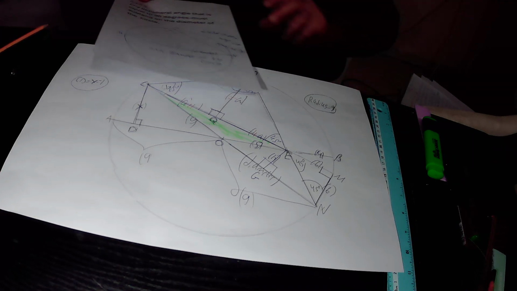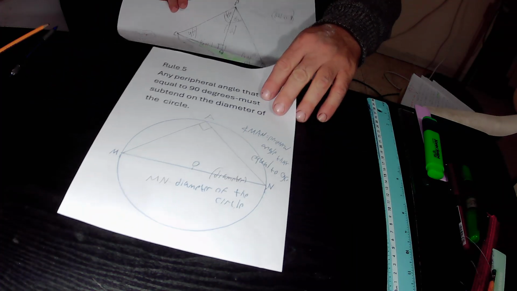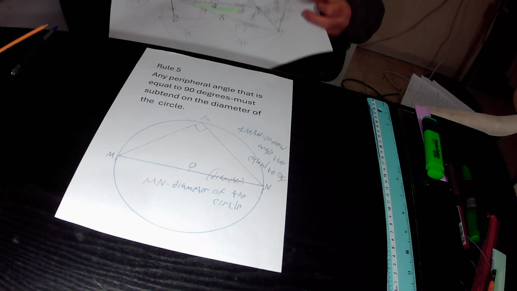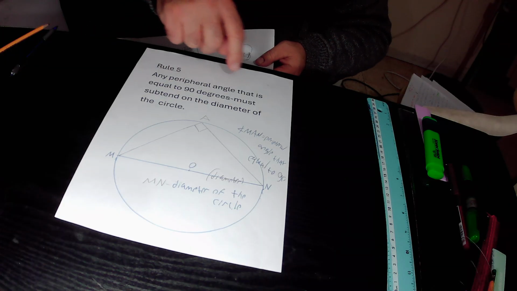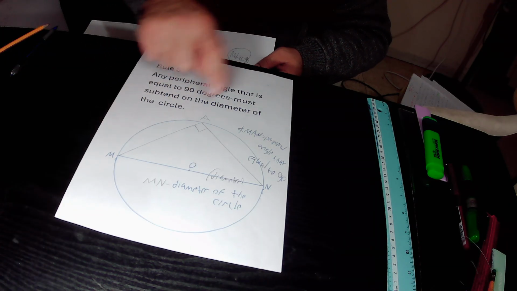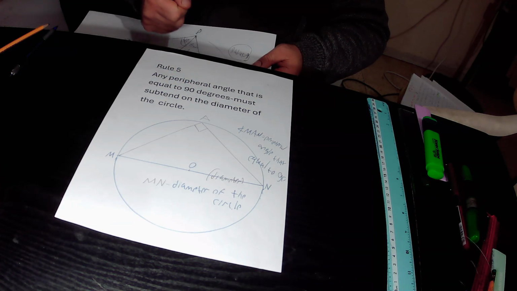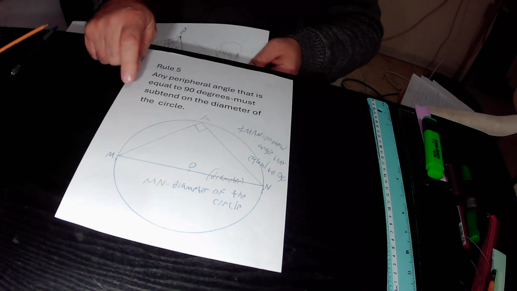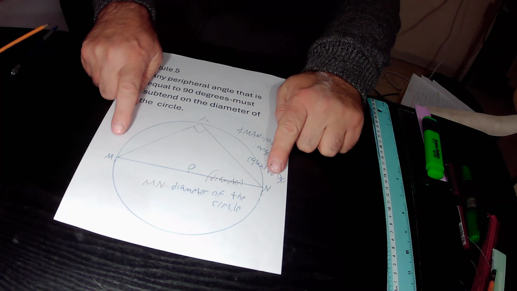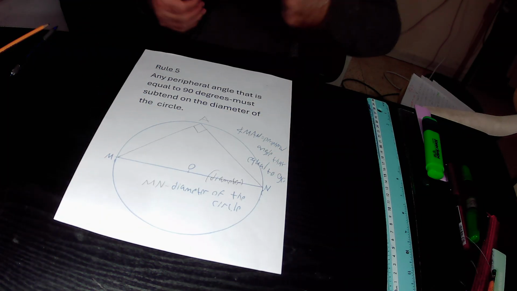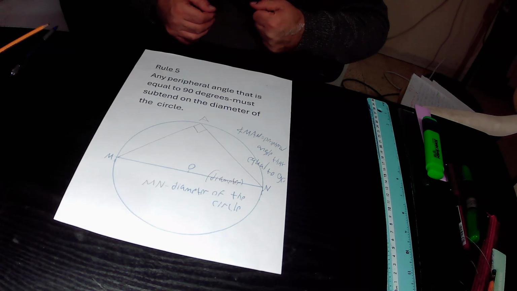Basically from rule 5. According to rule 5, any peripheral angle equal to 90 degrees must subtend the diameter of the circle. We have a circle. This is peripheral angle MAN. We know that peripheral angle MAN equals 90 degrees in size. Therefore, according to rule 5, peripheral angle MAN must subtend the diameter of the circle. And indeed, peripheral angle MAN subtends chord MN, that is the diameter of the circle. So according to rule 5, any peripheral angle equal to 90 degrees in size must subtend the diameter of the circle. So we can implement rule 5 in our drawing.